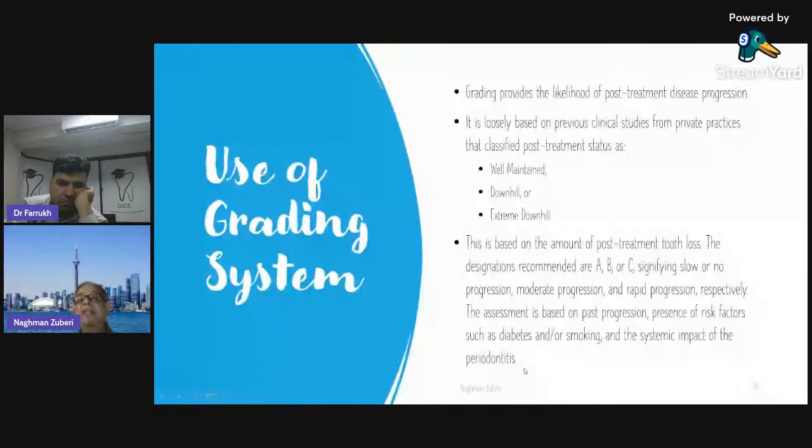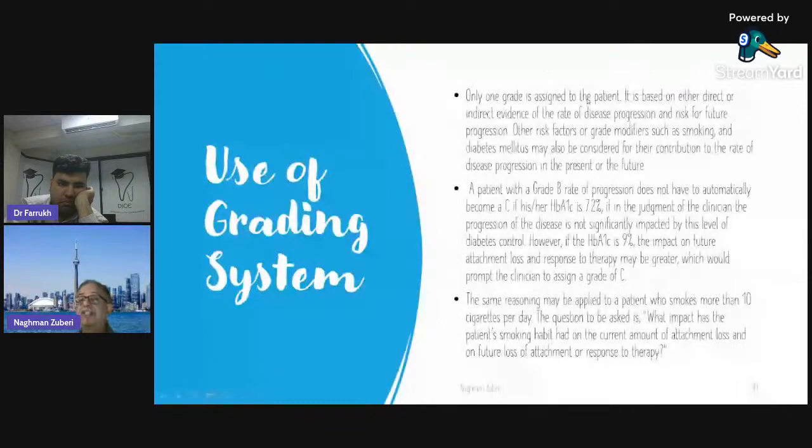Only one grade is assigned to the patient. It is based on either direct or indirect evidence of the rate of disease progression and risk for future progression. Other risk factors or grade modifiers such as smoking or diabetes mellitus may also be considered for their contribution to the rate of disease progression in the present or in the future.